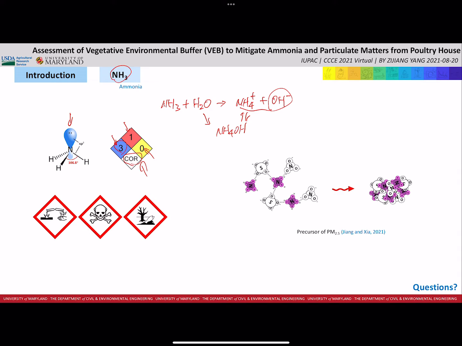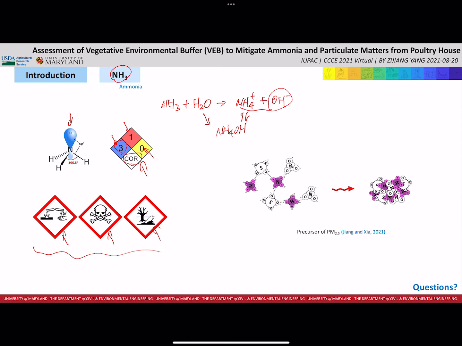And here, this part refers to the additional notation. And in this part, it refers to that it is very corrosive. So also, we have this symbol: it is corrosive, it is toxic, and it is environmentally toxic. So this symbol refers to environmental toxicity.